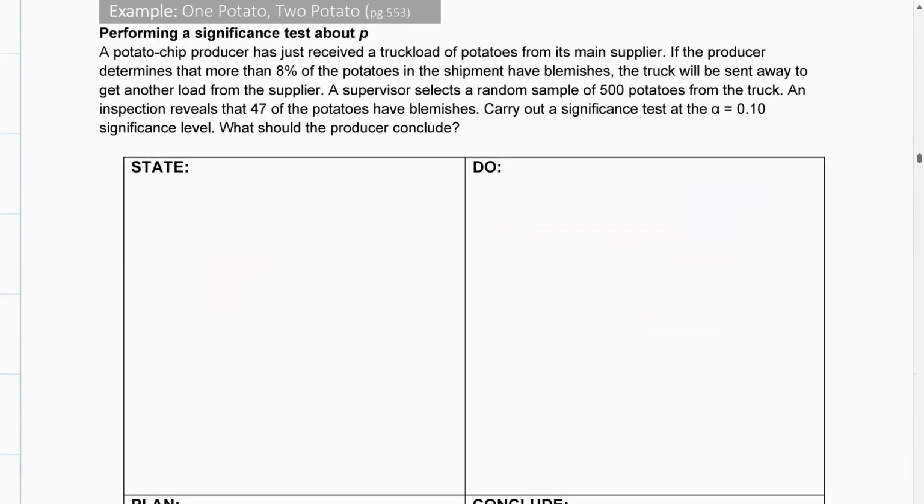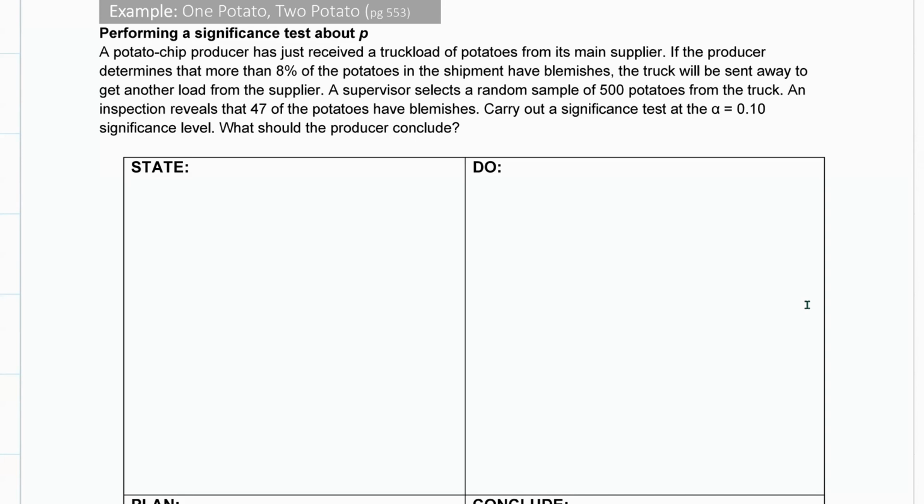A potato chip producer has received a truckload of potatoes from its main supplier. If the producer determines that more than 8% of the potatoes in the shipment have blemishes, the entire truck will be sent away and will get another load. A supervisor selects a random sample of 500 potatoes from the truck. An inspection reveals 47 of the potatoes have blemishes. Carry out the significance test at the alpha 0.10 significance level. What should the producer conclude?